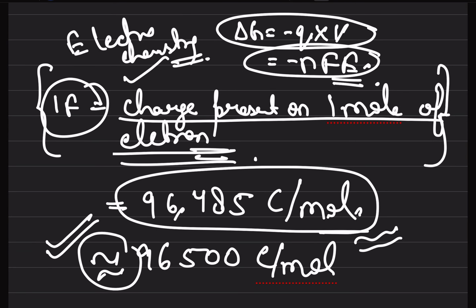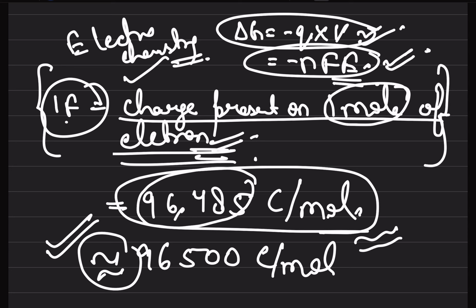As we saw, delta G is equal to minus Q into V, and also equal to minus nF into E. And here 1 Faraday is equal to the charge present in 1 mole of electrons. So what is 1 Faraday? 1 Faraday is the charge present in 1 mole of electrons, and the value of 1 Faraday is 96,485 coulomb per mole, or approximately 96,500 coulomb per mole.